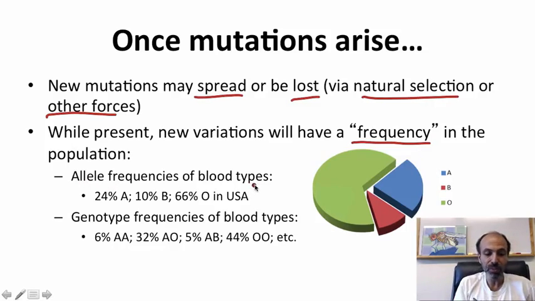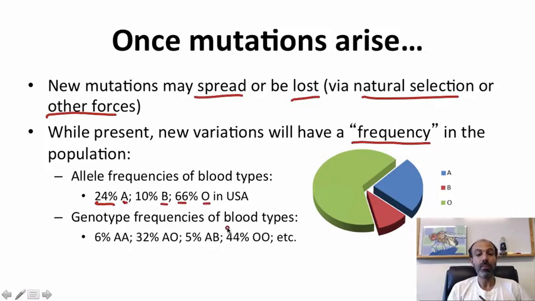Now you can see this as an example. Here are allele frequencies of blood types in the United States, just as an illustration. About 24% of the alleles out there are A, 10% are B, 66% are O. Okay, so if you took just everybody's chromosome and just lined them up, you would count on average these numbers in the United States.